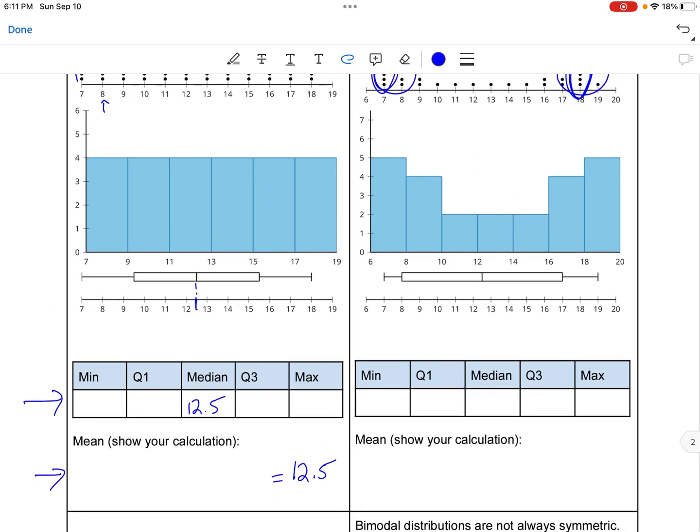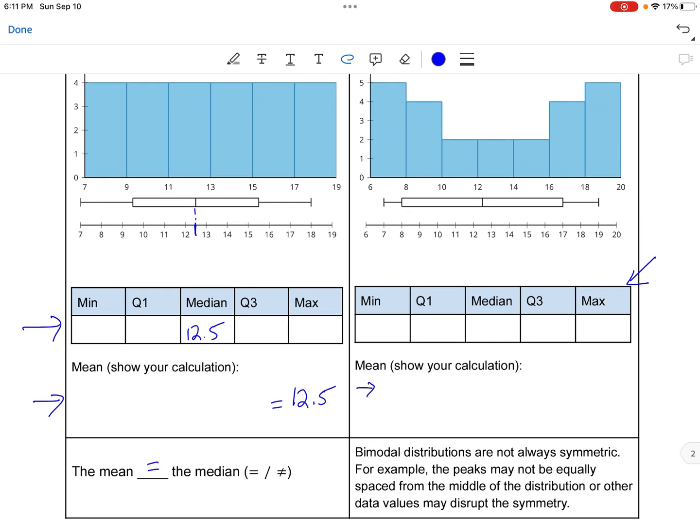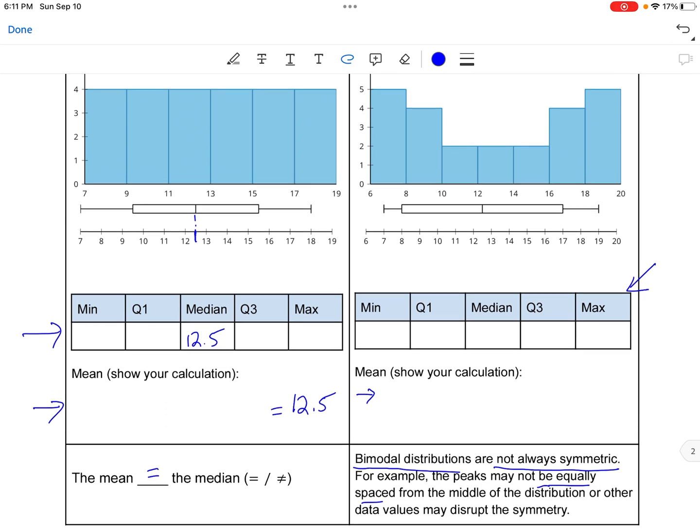Okay, last one here. You're going to fill this box out. You're going to calculate the mean. And here's a little note here. Bimodal distributions are not always symmetric. They can be. For example, the peaks may not be equally spaced from the middle of the distribution, or other data values may disrupt the symmetry.